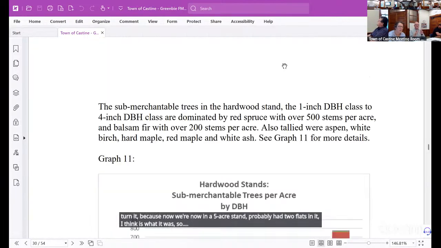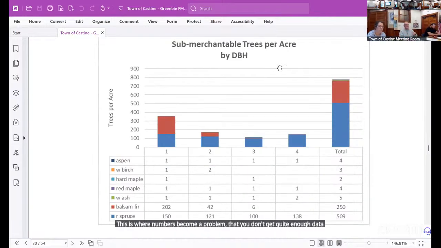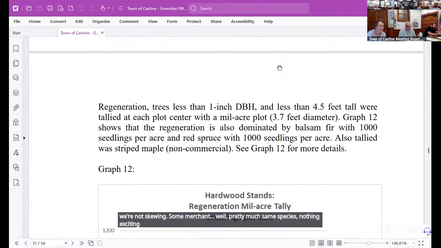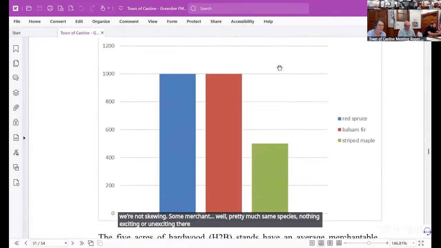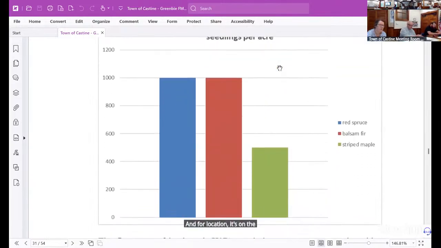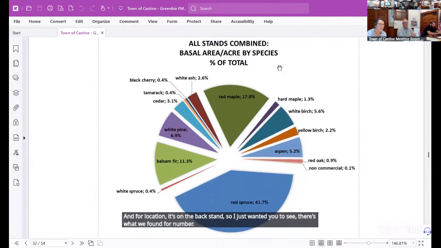This is where numbers become a problem, where you don't get quite enough data. We're not skewing, pretty much the same species, nothing exciting or unexciting there. So I think the hardwood. And for location, it's on the back stand, so I just wanted you to see what we found for number. This is the whole forest together, so this one might matter.